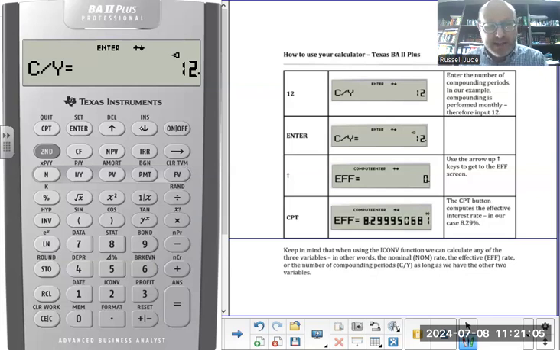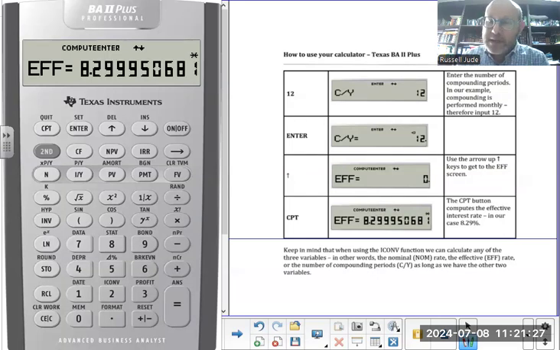What I do now is I arrow up till I get to my EFF screen. At this point in time, it's a 0 because I haven't put anything in there yet. I've put my nominal rate in of 8%. I've put my monthly periods, my CY, in of 12. I come to the EFF screen over there, and I push CPT. CPT stands for compute. It tells me that the effective rate is 8.29%.